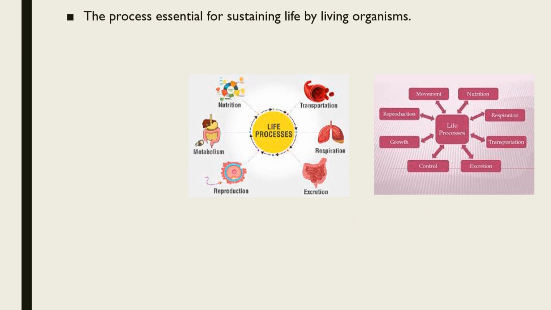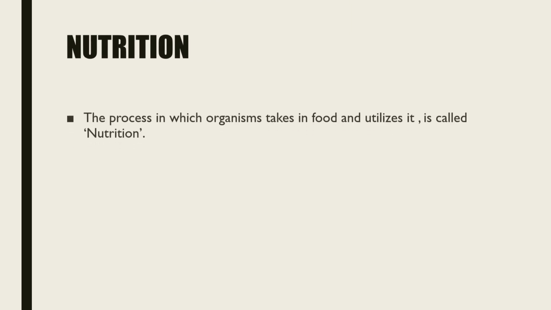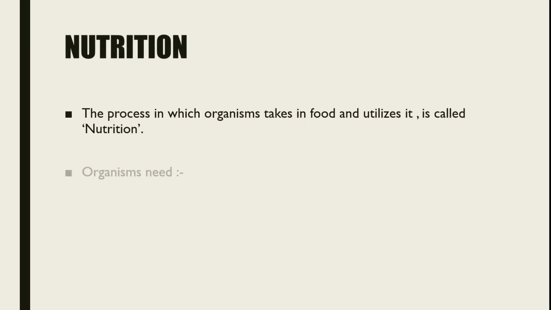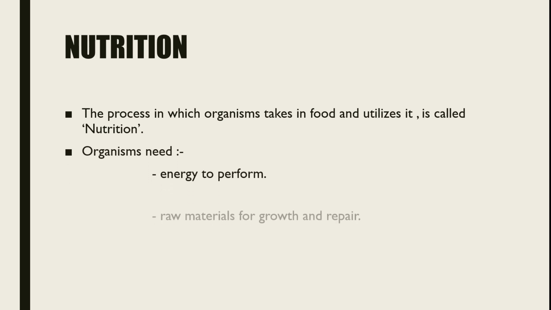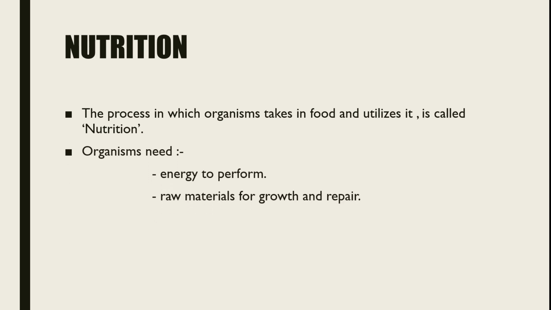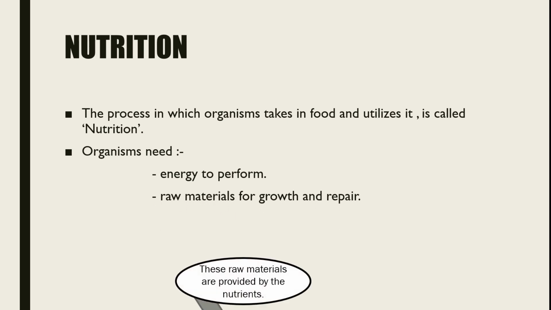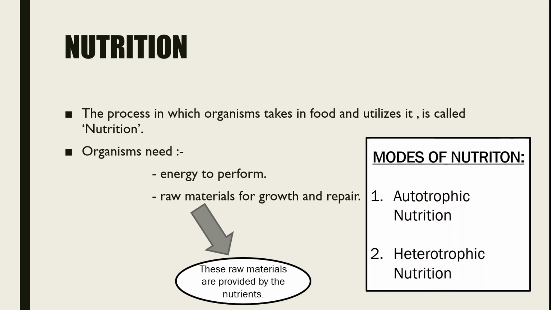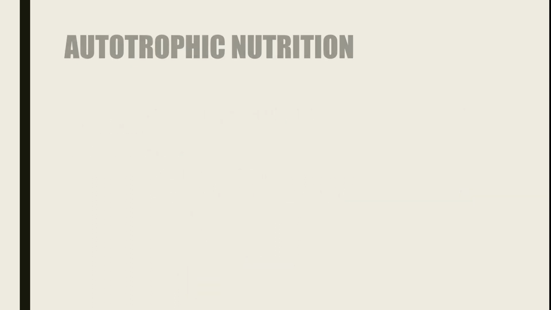So what's nutrition? It's the process in which organisms take in food and utilize it. According to that, the organisms need energy to perform and the raw materials for growth and repair. And these raw materials are provided by the nutrients. And there are two modes of nutrition. The first one is autotrophic nutrition and the second one is heterotrophic nutrition. Now let's see them one by one.